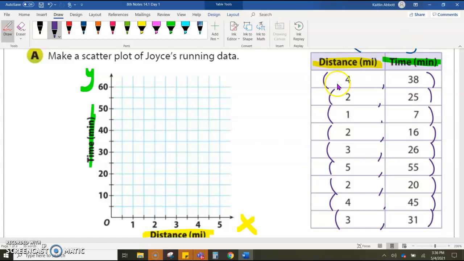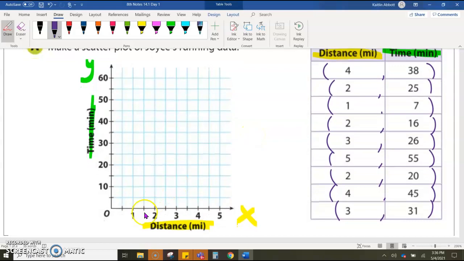Okay, so we got 4, 38. 4 is distance, so that is on the x, so I have to go to 4. So start at 0, 0. We go to 4, not 1, 2, 3, 4. That's 2. We're not counting boxes. You got to look at what the scale says. So 4 is way over here, so this is going by halves. So we're going to jump all the way to 1, 2, 3, 4, and then up to 38.